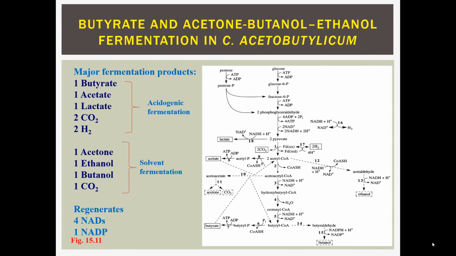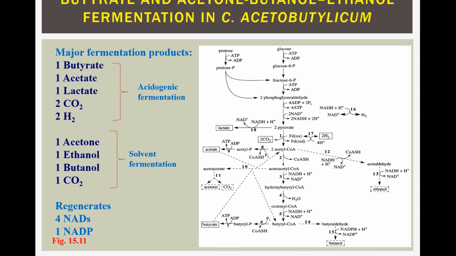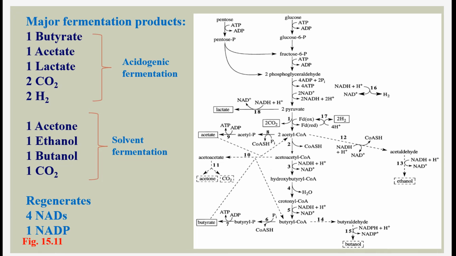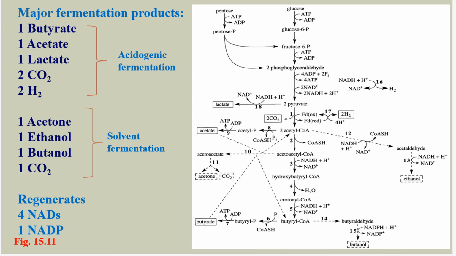This figure shows the butyrate and butanol acetone fermentation in Clostridium acetobutylicum. As you can see here, glucose is oxidized to pyruvate via the glycolytic pathway or the Embden-Meyerhof-Parnas pathway. Then pyruvate is oxidized to acetyl-CoA. Pentoses are also fermented, and these are converted to fructose 6-phosphate and phosphoglyceraldehyde via the pentose phosphate pathway.